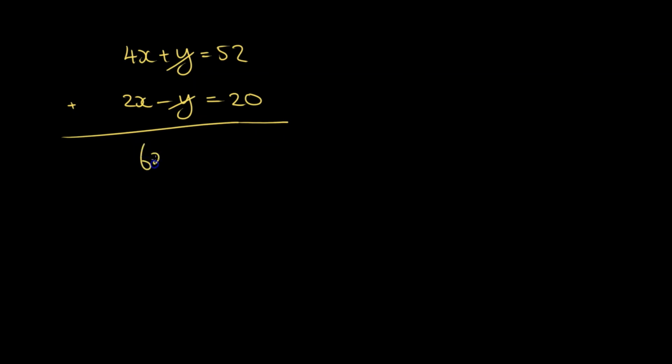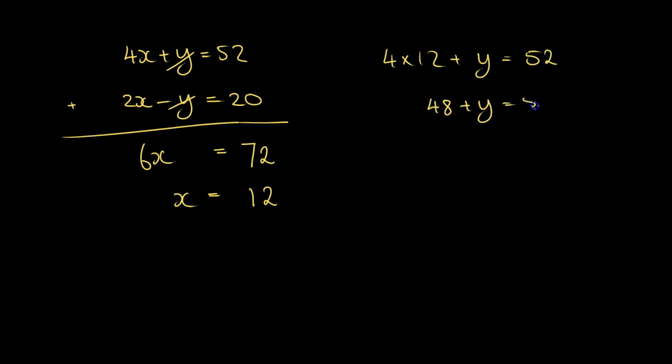We'd get 6x is equal to 72. And so dividing by 6 on both sides leaves me with x equals 12. And now I can substitute it back into my previous equations. Let's do that. 4 times 12 plus y equals 52. So 48 plus y equals 52. Subtracting 48 from both sides, y equals 4. So the solution to that pair of equations is x equals 12 and y equals 4.